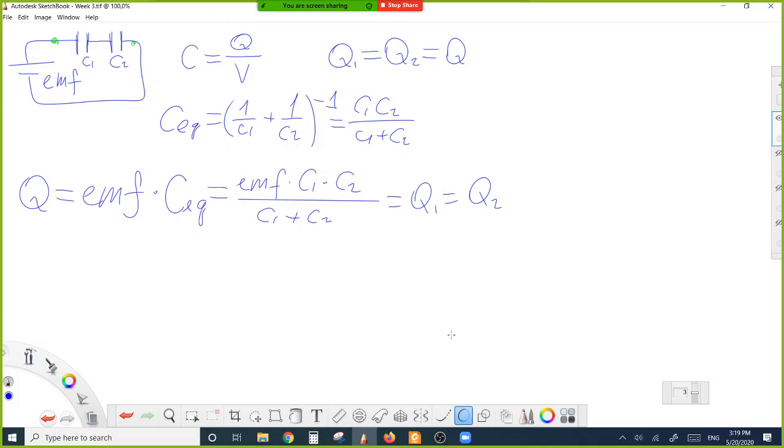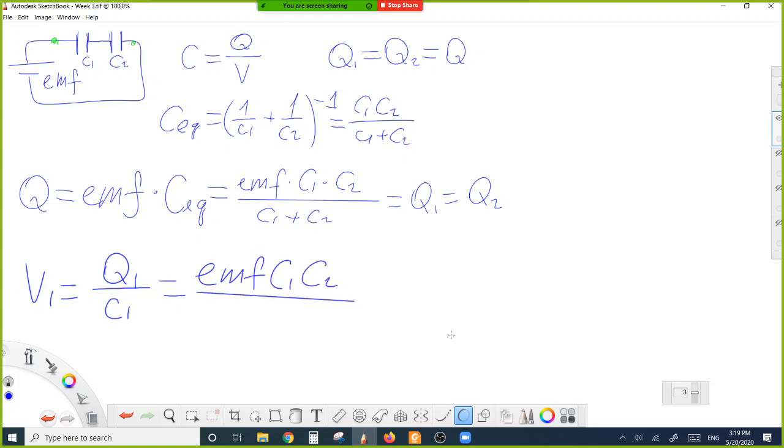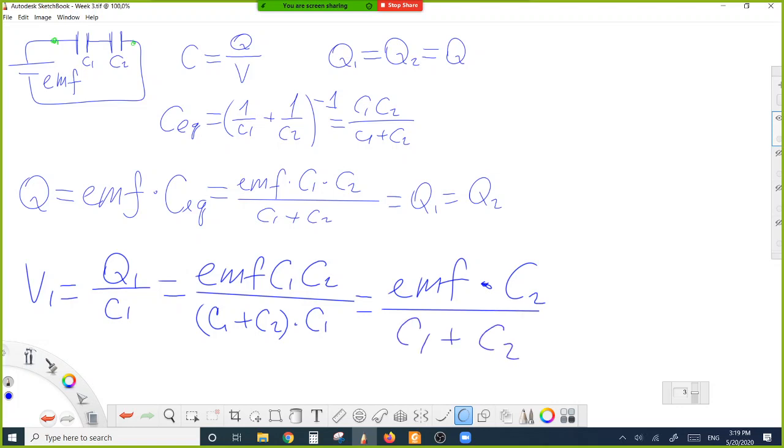So in order to find V1, we use Q1 over C1. So Q is equal to electric motive force multiplied by C1 C2 over C1 plus C2, multiplied by C1. C1 and C1 simplifies. We have electric motive force multiplied by C2 over C1 plus C2.